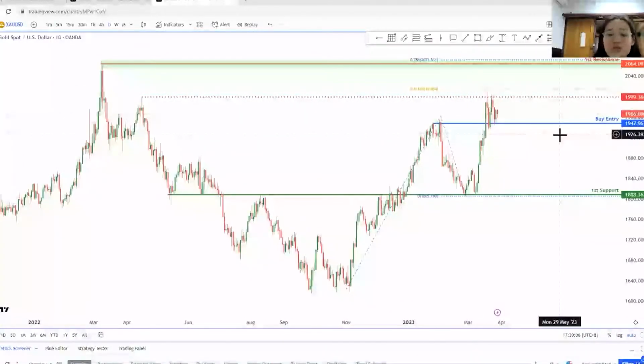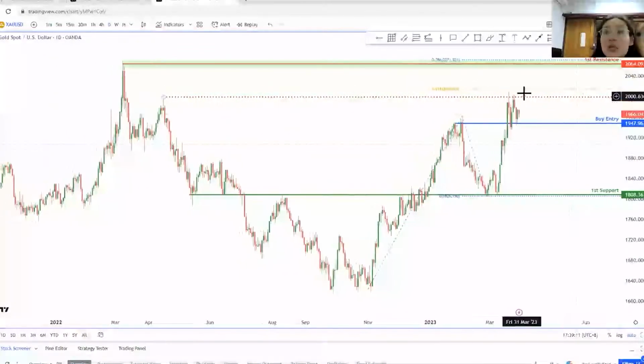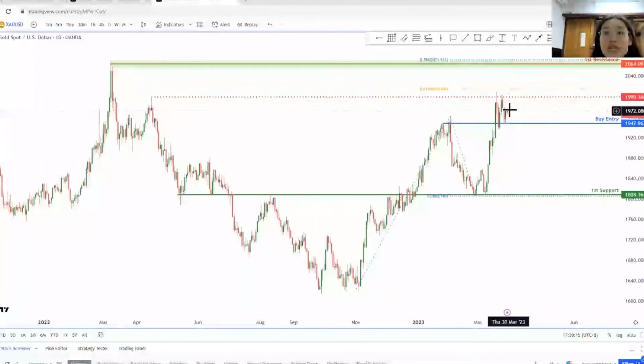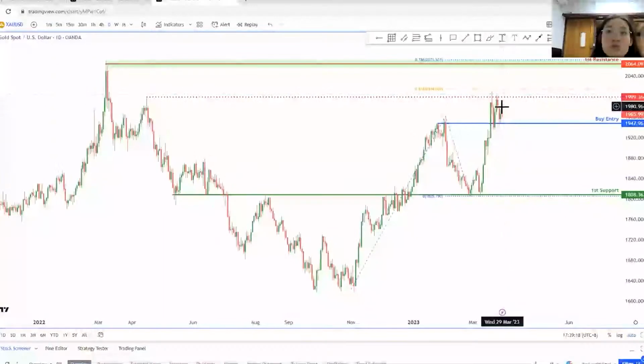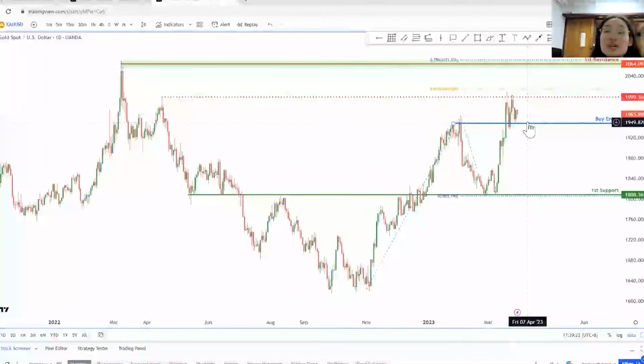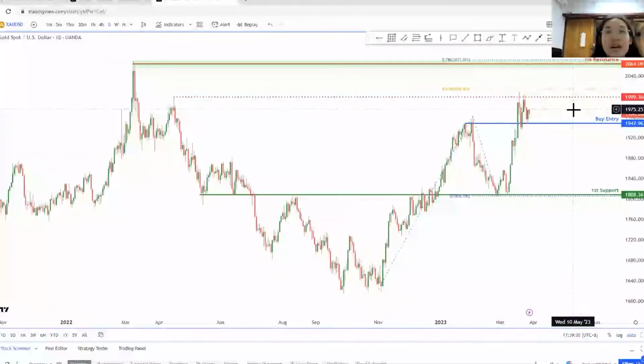So we want to take note of these levels because we're expecting price to go upwards. So we're expecting price to move up. That's why we're going in for a buy, right? But since we have Fibonacci levels that are lining up nicely with our resistance levels, this could mean a confluence area, and price could reverse off of these levels.